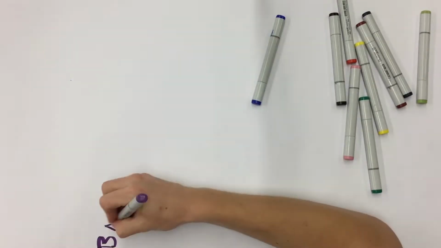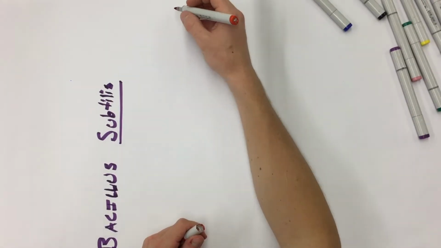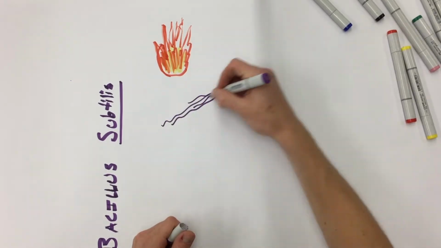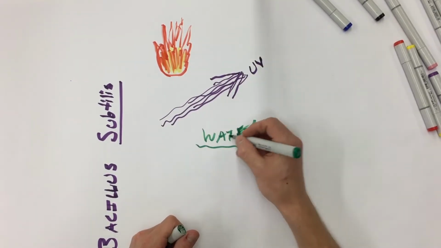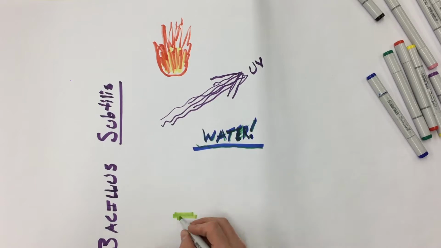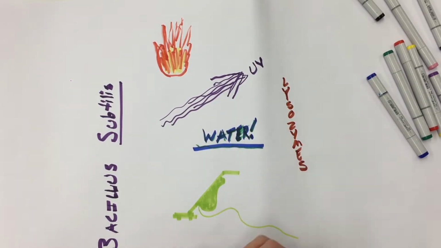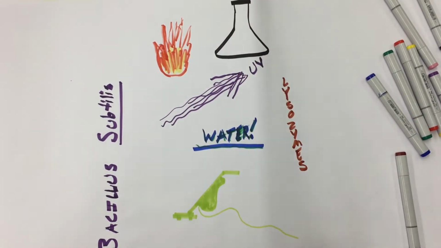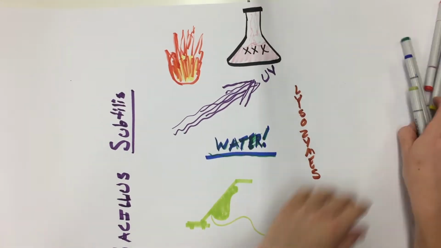Now, throughout this video, you're going to see a lot of Bacillus subtilis, which is used in a lot of experiments as a living organism, and it's very resistant to heat, ultraviolet radiation, desiccation, vacuum-like areas, lysozyme, chemicals, which is organic solvents and oxidizing agents.